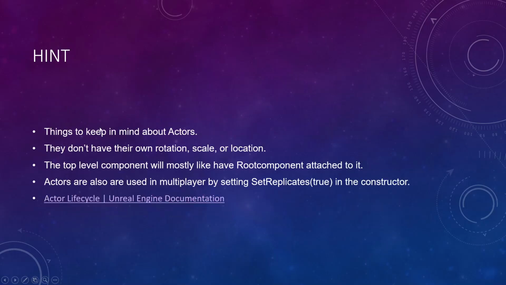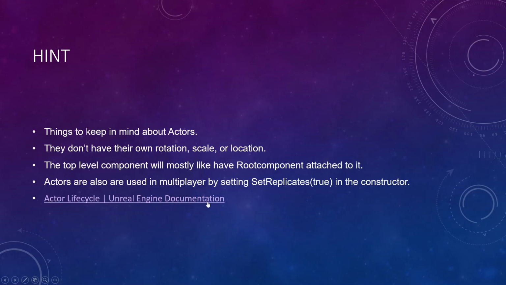Here are some interesting things to think about, and a little hint I want to throw at you guys. Things to keep in mind about actors: they don't have their own rotation, scale, or location. The way it works is that it uses something like a root component or a scene component attached to it that does have the rotation, scale, and location. Actors are also used in multiplayer. If you want to make a multiplayer game, chances are you're going to run into this thing called set replicates true, and you're going to set it to true in the constructor.